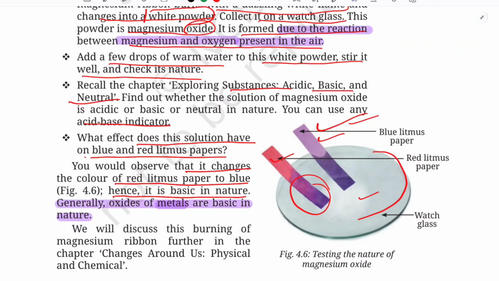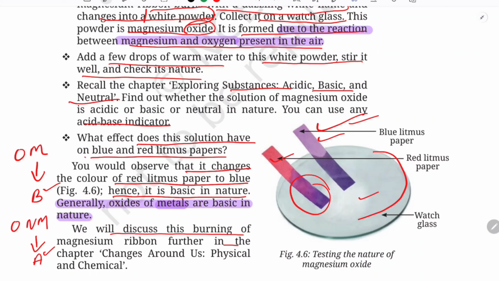Okay, this is what you are going to learn here. So remember, oxide of metals will be what? Basic in nature. Let me just write OM, oxide of metal, will be what? Basic in nature, and oxide of non-metal will be acidic in nature. One will be basic and another will be acidic. So remember this point.